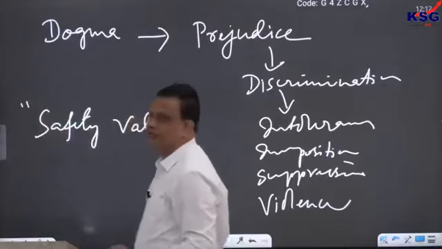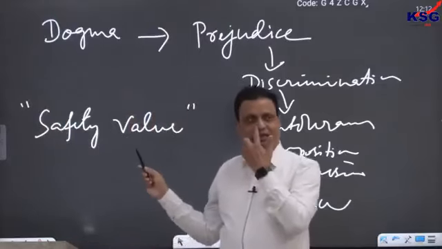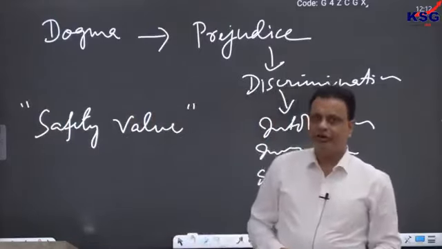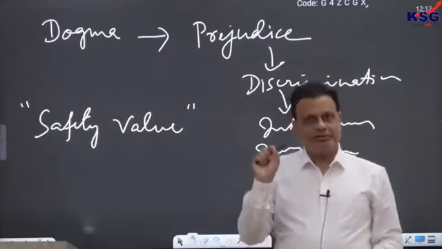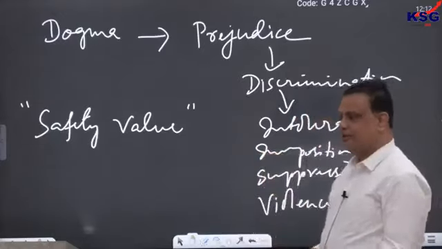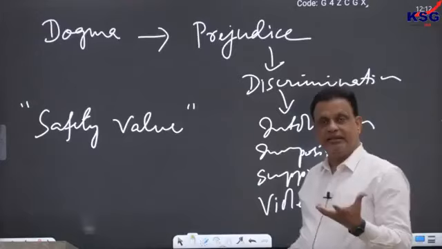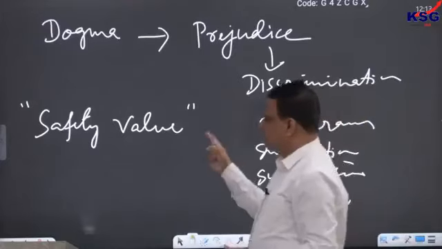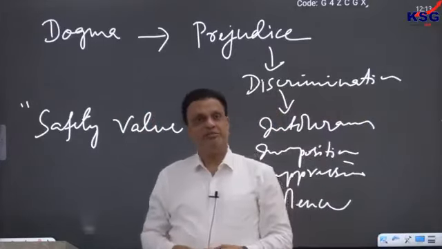Dissent is the safety valve of a democracy. Now this is a beautiful phrase. What is the purpose of a safety valve in a pressure cooker? Well, the purpose of a safety valve is that if the pressure starts building up too high inside a cooker, the safety valve allows the pressure to be released in a peaceful manner.